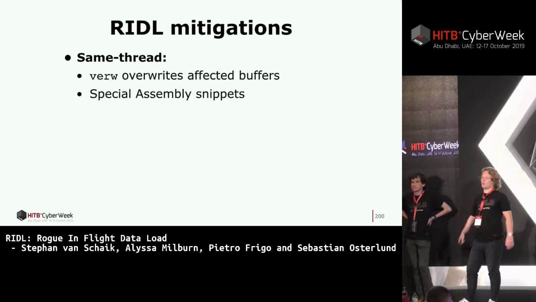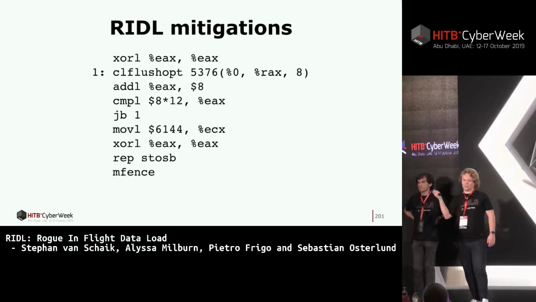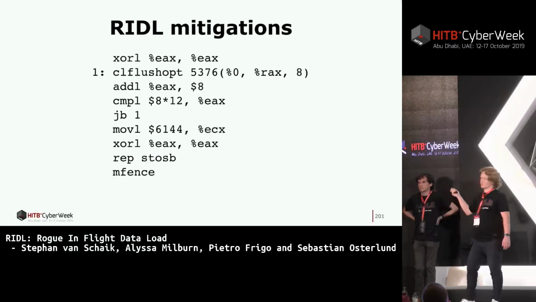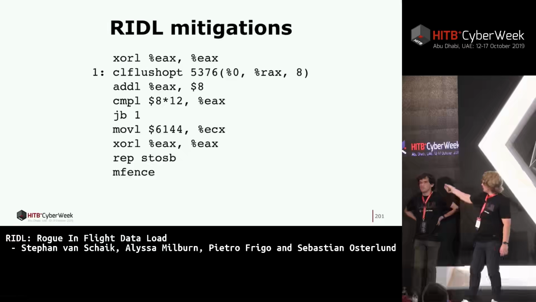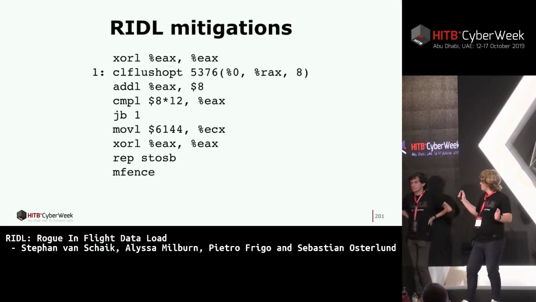Suppose you're a client in a VM. You don't know if the host actually has this microcode patch applied. So they also provided some assembly snippets that you can insert that should basically flush these buffers. And it looks like this. Who knows what it does, but I think it seems to work.